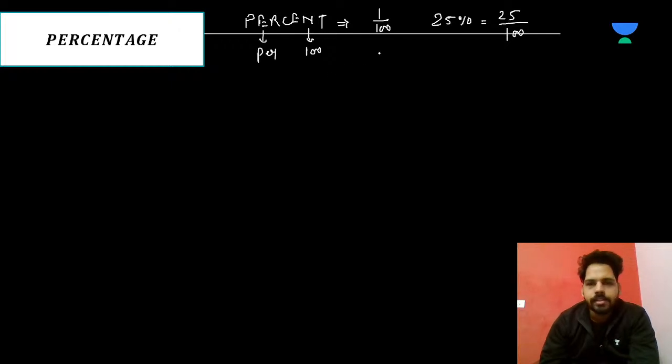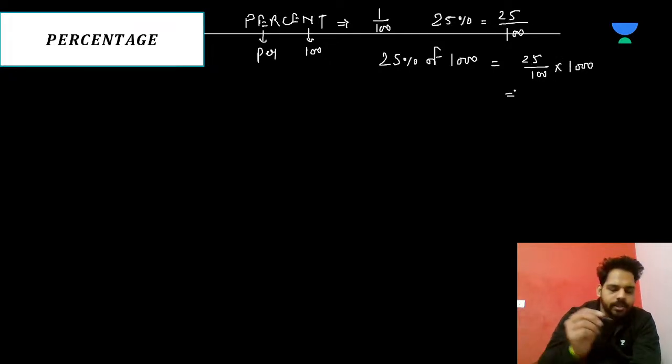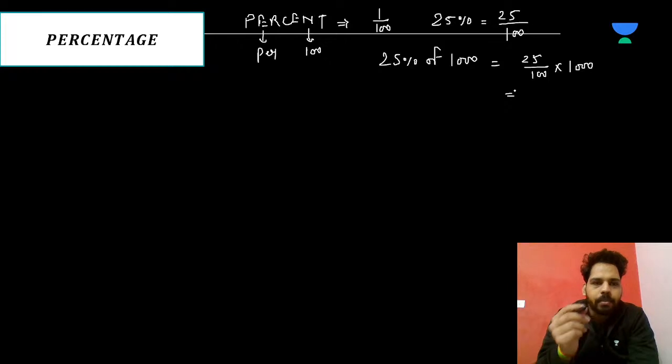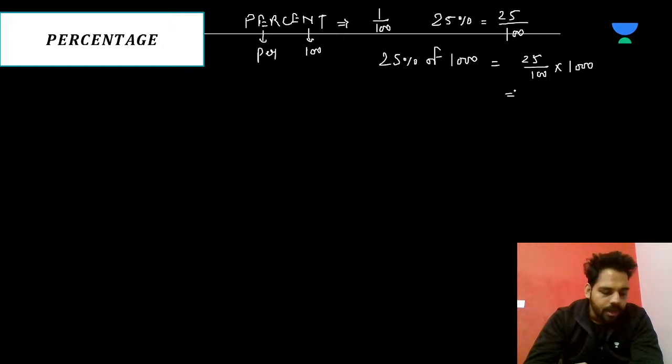So if I am asking you 25% of 1000, what do you do? You always just take out 25 per 100 into 1000. I hope now you understand the actual meaning of percentage. Because percentage means per 100. It means out of 100, you are calculating any value. That is called percentage. Understand?